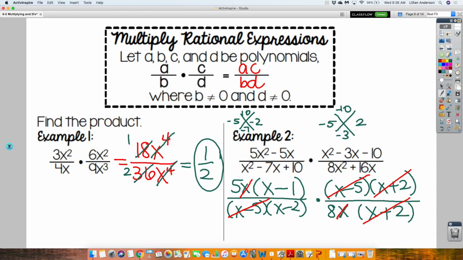So now I can multiply, okay? And I'm not going to distribute over. I'm literally just going to write down what I have left. So on the top, I have a 5 and an x minus 1 left. I have an x minus 2 and an 8 on the bottom. And this is my answer. So whatever doesn't cancel after you factor, that's your answer.